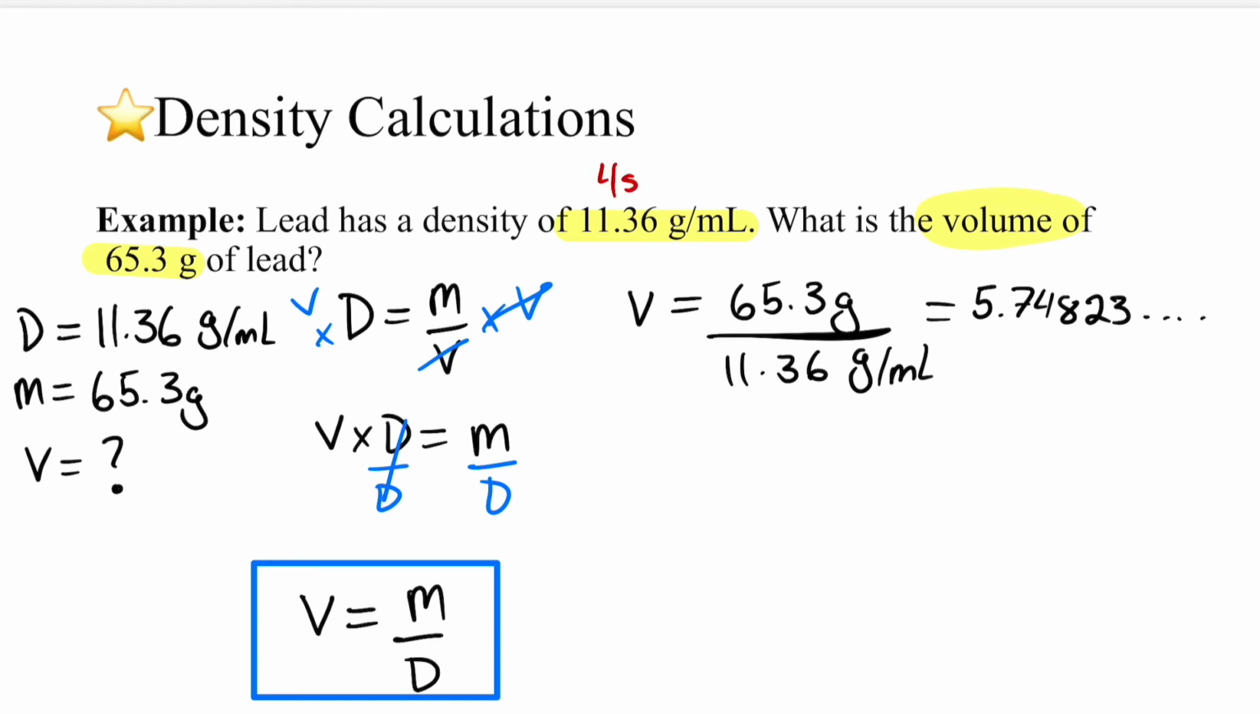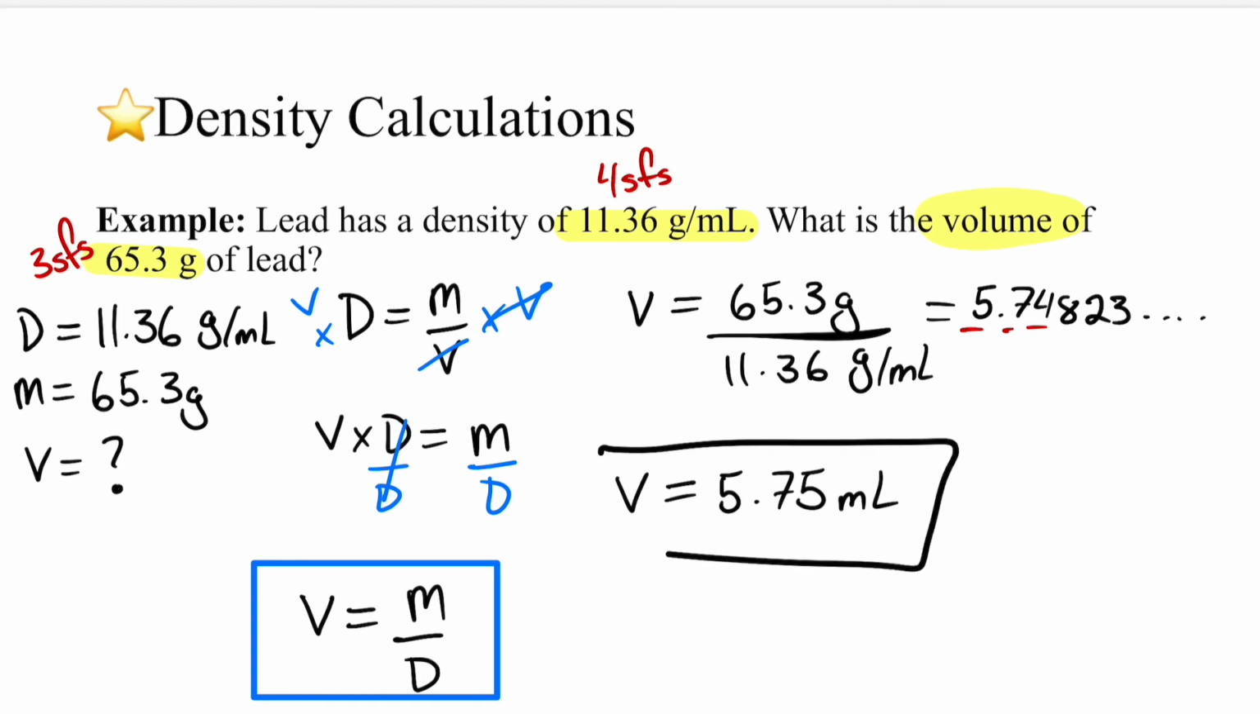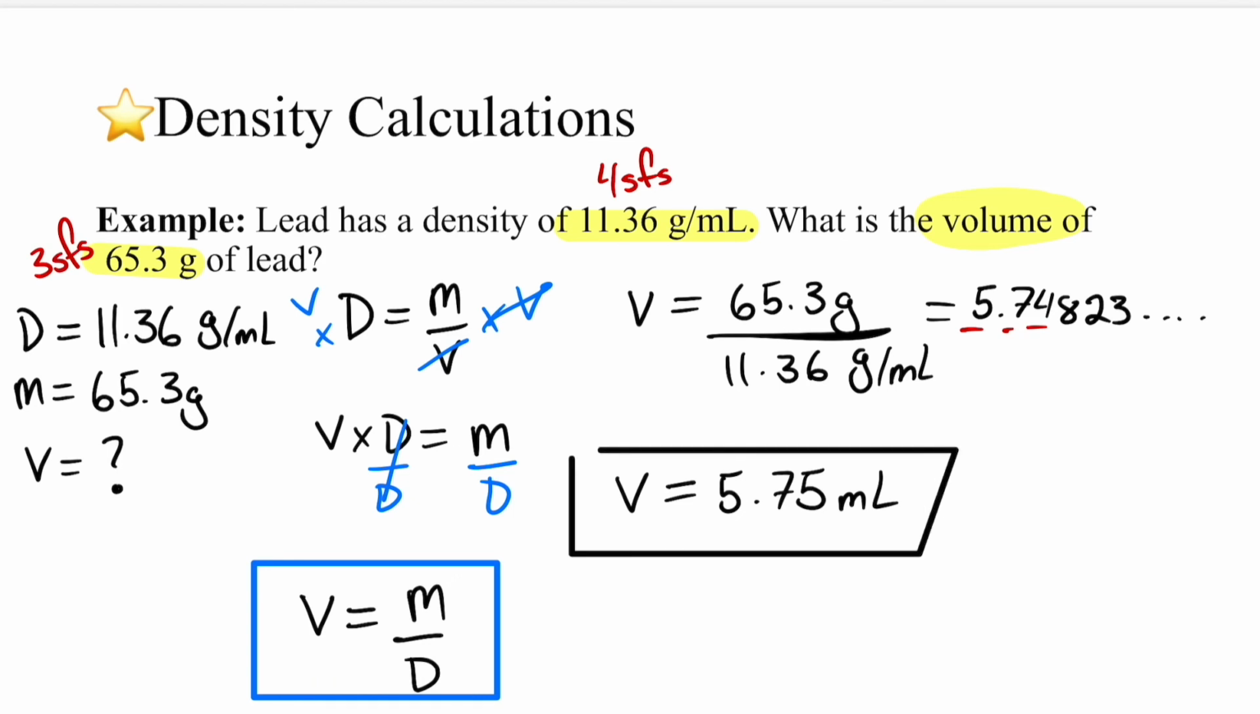11.36 has 4 sig figs in it. 65.3 has 3 sig figs. When you're doing division or multiplication, you need to round to the fewest total number of significant figures. In this case, 3. So our final answer would be 5.75 milliliters. I know that my units are milliliters, first off, because it's a volume. Secondly, because grams divided by grams will cancel and just give me milliliters.